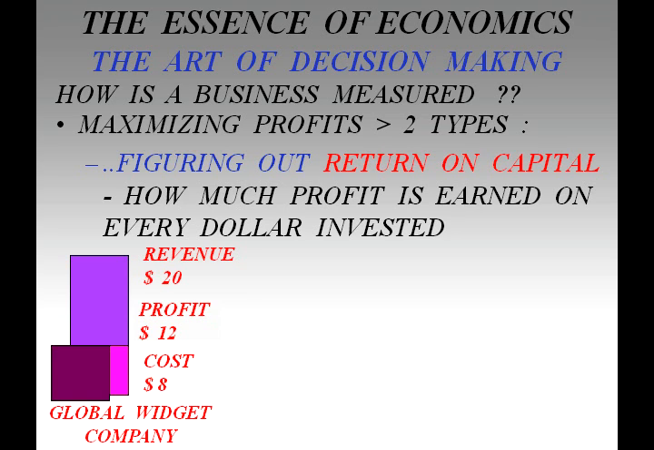Now the way to figure out return on capital, in other words, how much profit was earned on that $8 that you put into the business, we do simple math. We divide the profit by the cost, the 8 into 12, and you can see that for every dollar invested, we made 50 cents. And that was our return on capital.